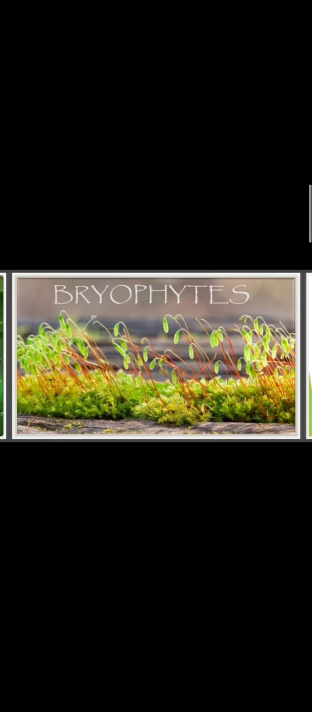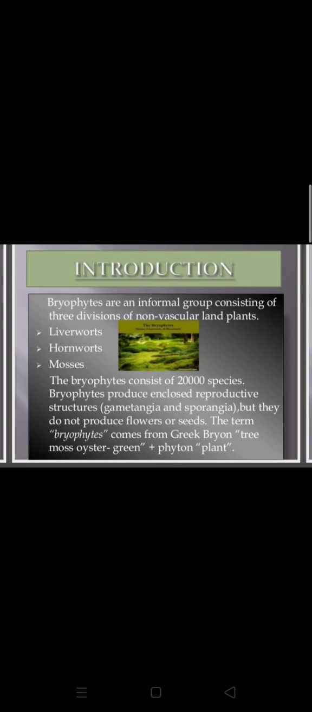First, we will take some general characters of bryophytes. Bryophytes are a group consisting of 3 divisions of non-vascular land plants. Non-vascular means they do not have xylem or phloem or a vascular tissue system. The 3 divisions are liverworts, hornworts and mosses.